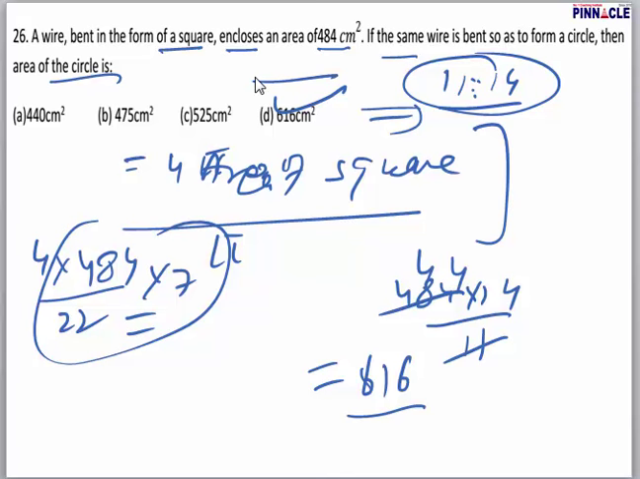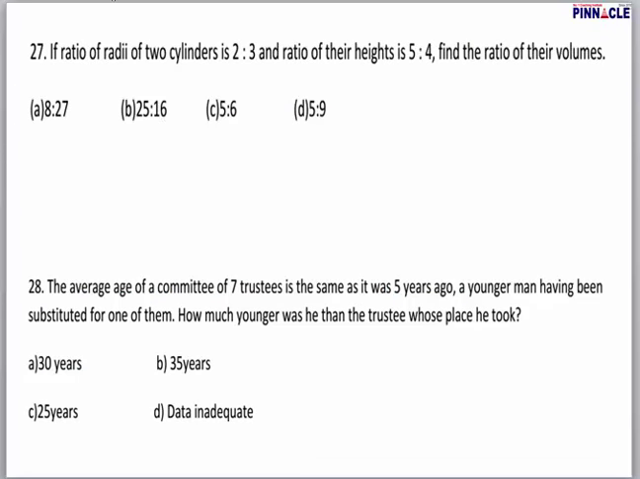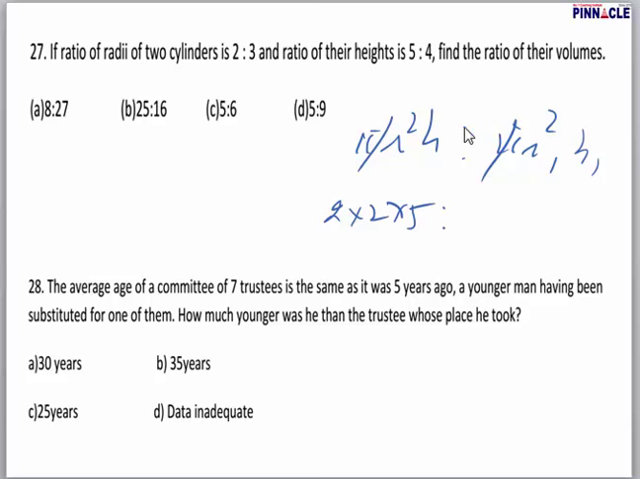Question number 27. If the ratio of the radii of two cylinders is 2:3 and the ratio of their heights is 5:4, find the ratio of their volumes. The volume is pi r square h for each. Pi and pi cancel, r square is 2 into 2, and height is 5, and then for the other, the radius is 3 into 3 and the height is 4. So the ratio is 5:9, and the answer in this case is D.